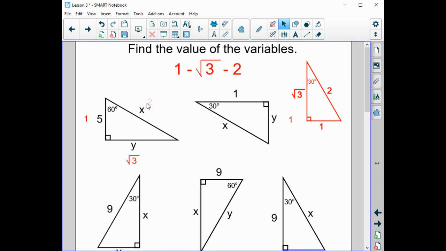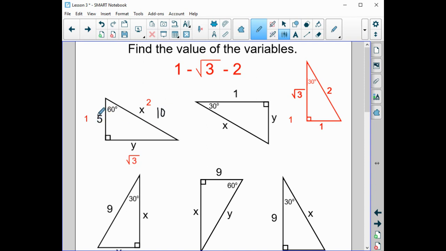And as I look at this, everything relates to the short leg. So I'm going to take, well, the 5 to get to the hypotenuse, the ratio is 1 to 2, or the key number is the 2. And since it's going to the hypotenuse, it's getting bigger. So the 5 times the 2 is going to give me a hypotenuse length of 10.